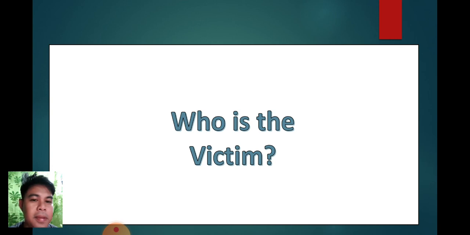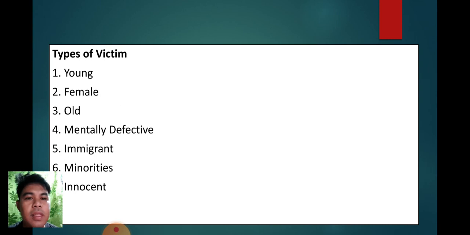Who is the victim? Either you or me, anyone can be a victim. Types of victim may be young, female, old, mentally defective, immigrant, minorities, innocent. So hindi lang yung may capacity na sane ka, pwede rin mga insane may be a victim. There are two types of victim. Maybe you're a victim unconsciously, na mayroon na palang nangyari na krimen na wala kang alam, wala kang malay. Either conscious, so alam mo nangyari ang krimen, that is called conscious victim.